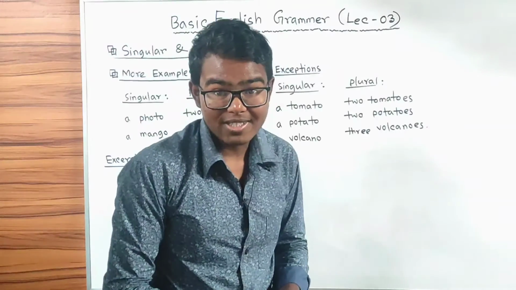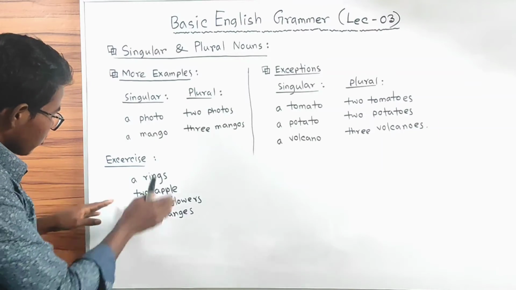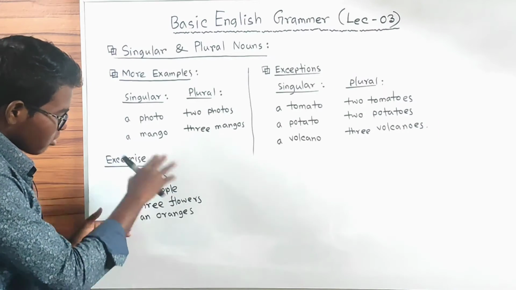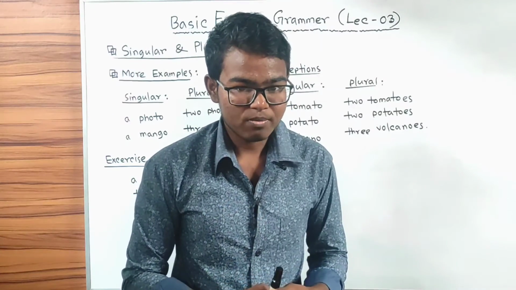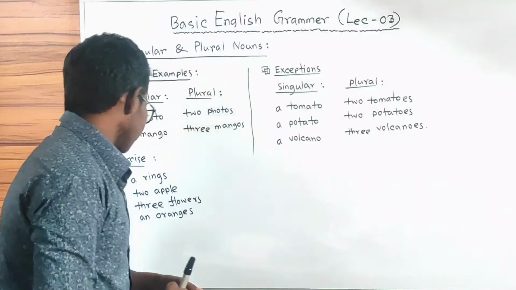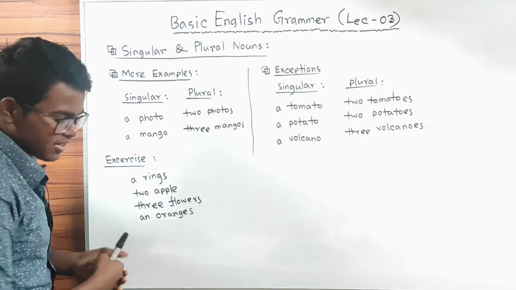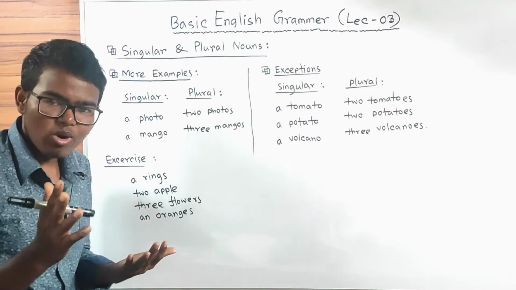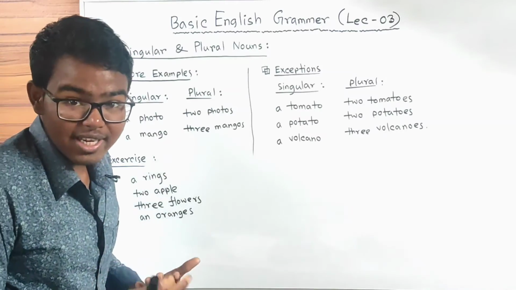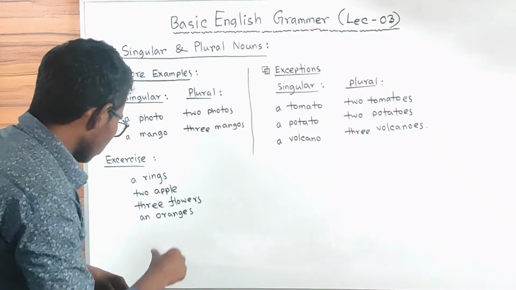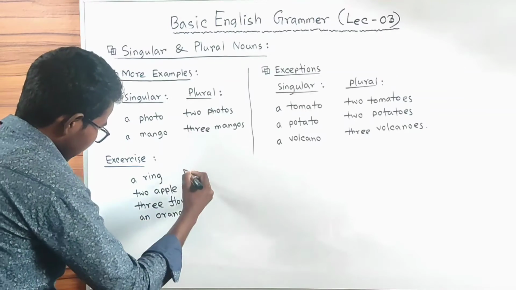Now let's do some exercises. Here some exercises are given. Some of these are right and some of these are wrong. We just have to find out which one is right and which one is wrong. So let's try to solve them. At first we have a rings. A ring means one ring and it's singular, but we have s here. We don't put s with a singular noun, so we have to remove this s from the end. Now it's correct. A ring.